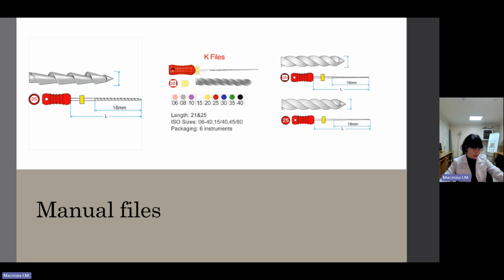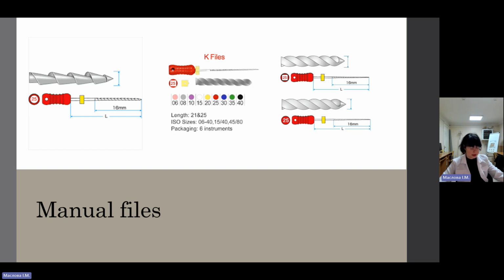K-flex file. The K-flex file was developed in an effort to improve on the original K-file design. It has a rhomboid-shaped cross-section. As a result, when the blank is twisted to form the instrument, it has a series of cutting flutes with alternate shape. Cutting edges are acute, non-cutting edges are obtuse.